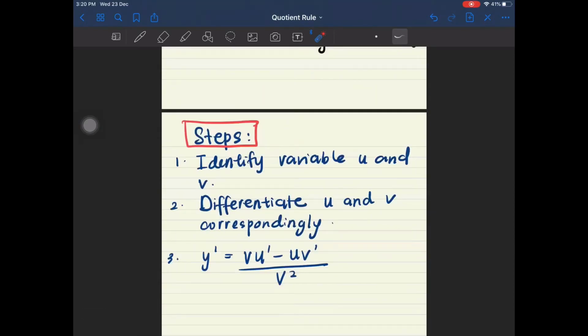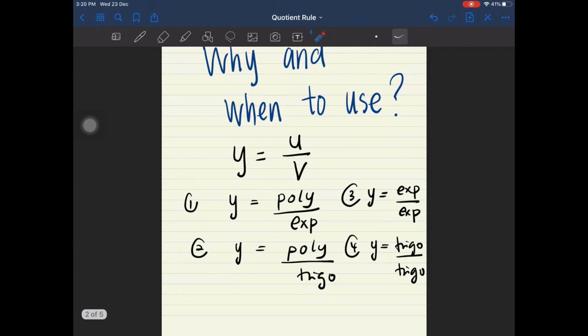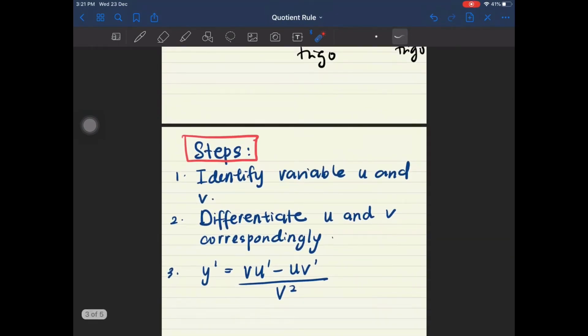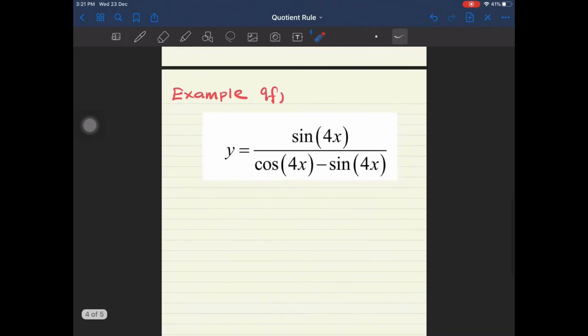The steps involved in the quotient rule are, first, you need to identify variables u and v. If you still remember, in our previous video on the product rule, you can choose either one to be u and either one to be v. But for the quotient rule, strictly you have to choose the numerator part as your u and the denominator part as your v. When you have identified u and v, you then differentiate u and v correspondingly and substitute into this formula.